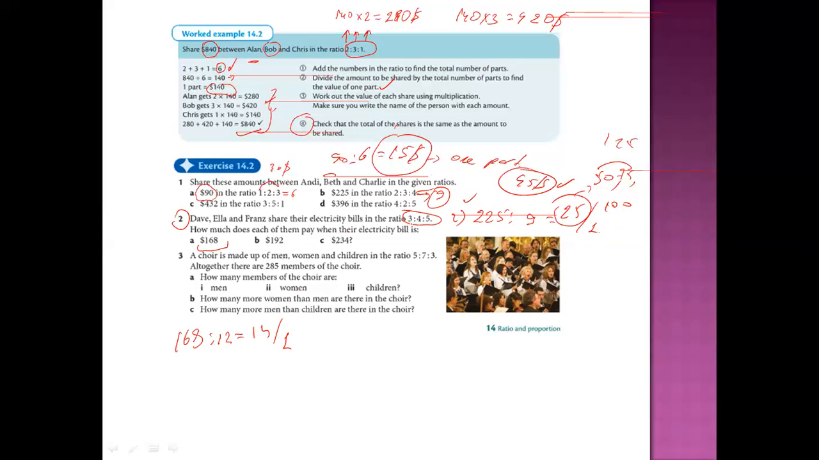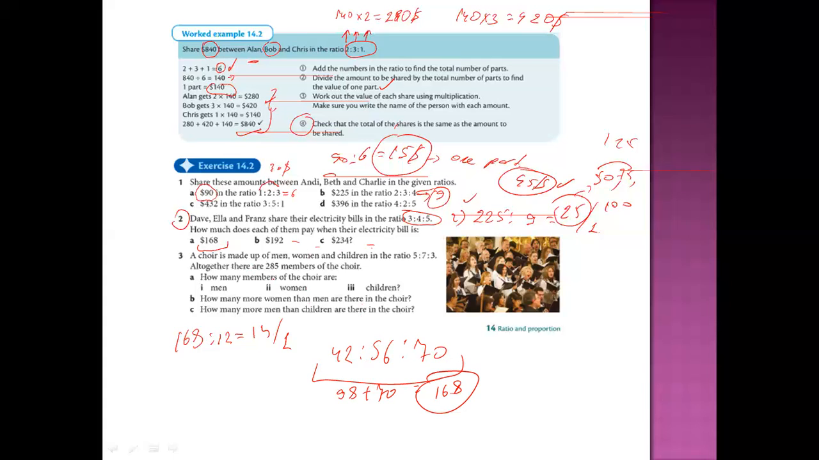So in the ratio, as you see here, 3, 4, 5. So 3 times 14 is equal to 42. And 4 times 14 is 56. And the last one, 5 times 14 is equal to 70, okay? So when you add all the numbers, you will get 168. Let's check it. There we have 98 plus 70. You will get $168.